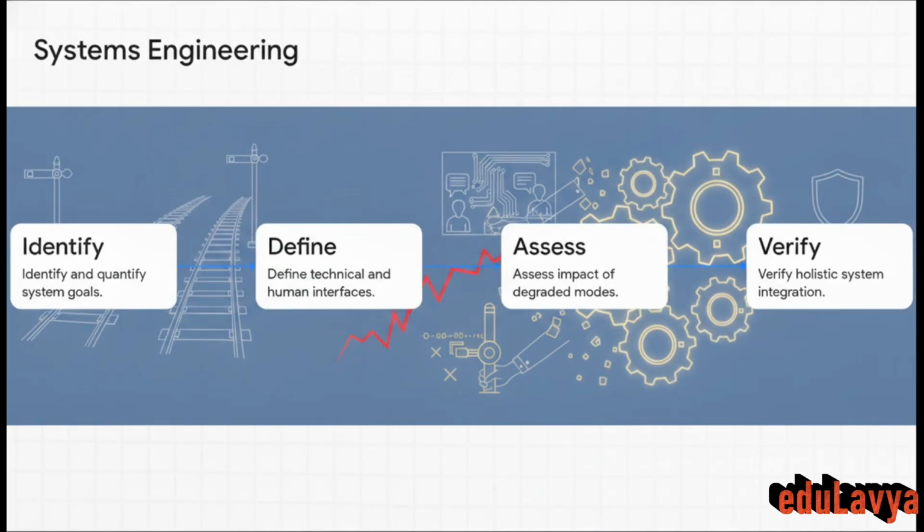To actually manage all these crazy complex interfaces, engineers have a pretty strict playbook. First, they identify the system goals. Second, they define all the technical and human interfaces. Third, they assess the impact of degraded modes. And fourth, they verify the holistic integration.